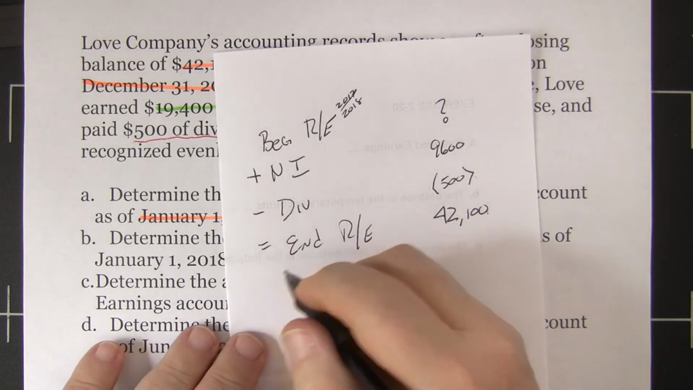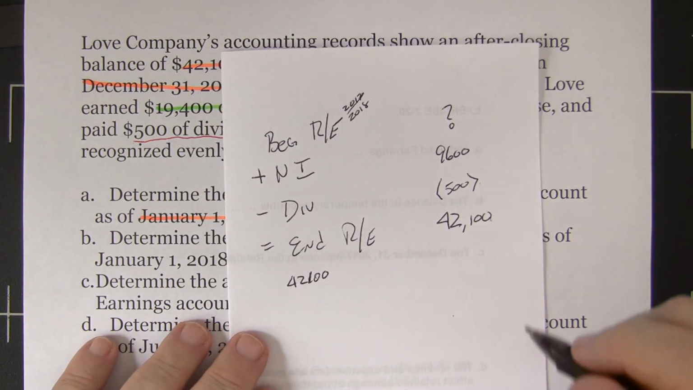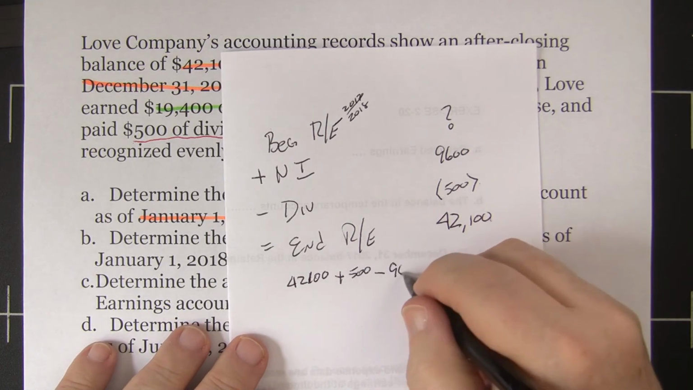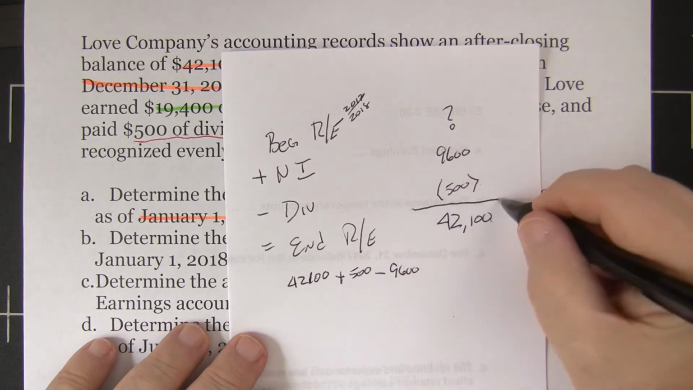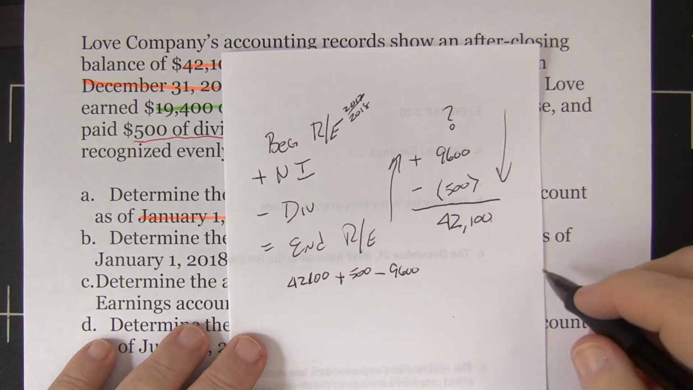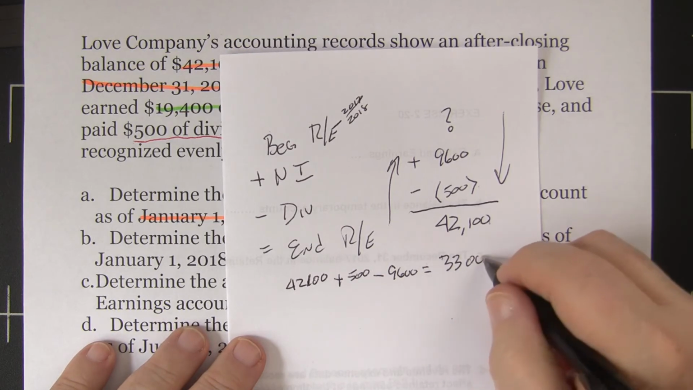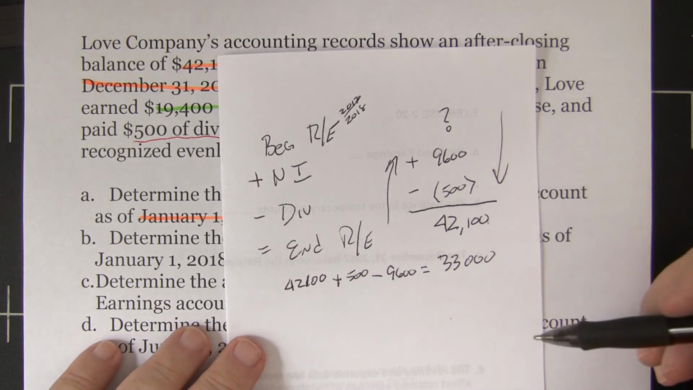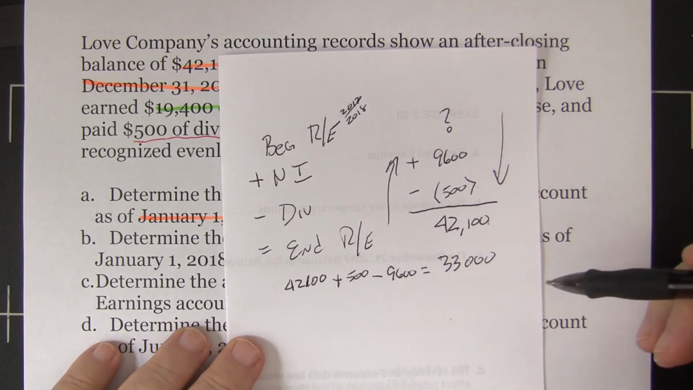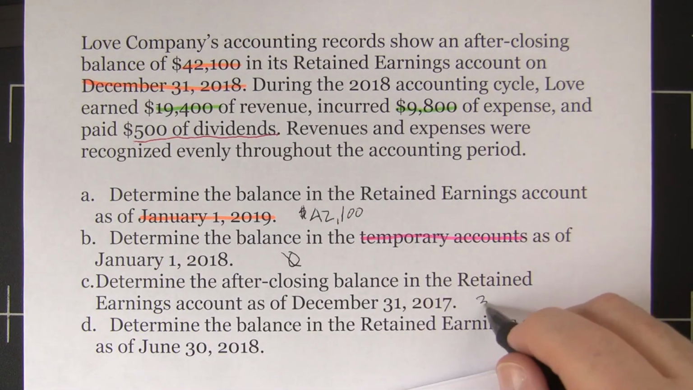We're going to start with the 42,100 because that's what we know we have. And to get that 42,100, we'll add back the 500 we gave away. We'll subtract the 9,600 that we started with. I'm just working my way this way instead of this way. And when I do that, I find that my question mark has to be 33,000. So when you have a problem like this, lay it out. Use the formulas that you know. Lay it out, see what pieces you have, what piece you don't have, and then look for the piece you don't have. So, our beginning retained earnings, therefore, was 33,000.